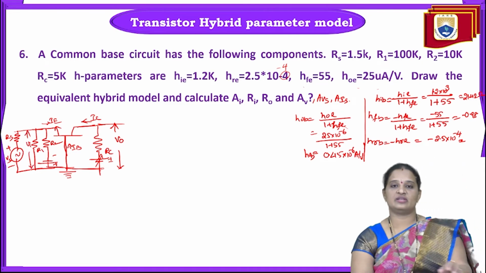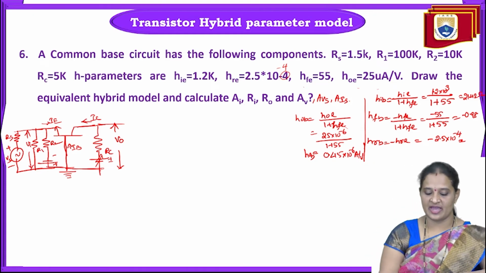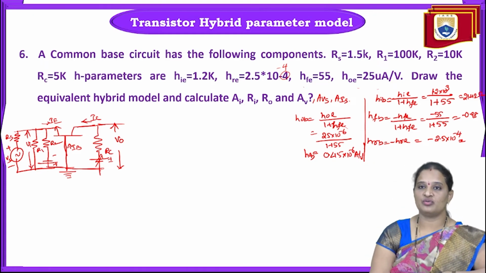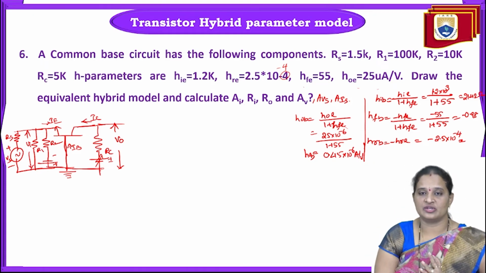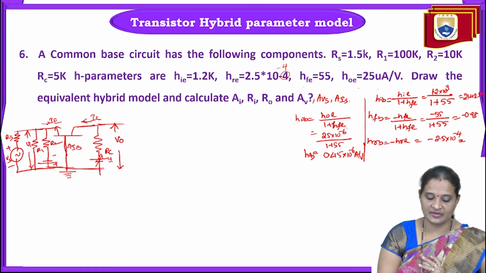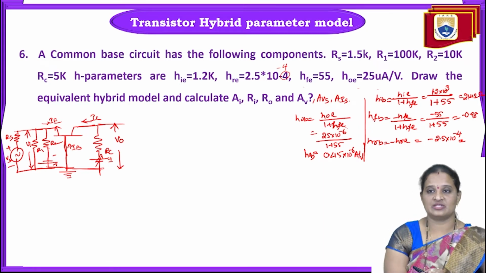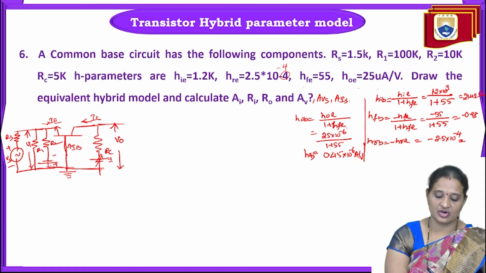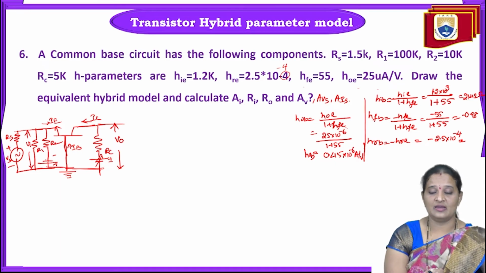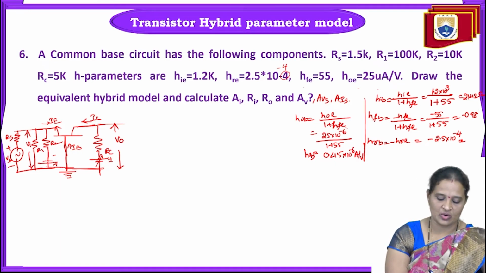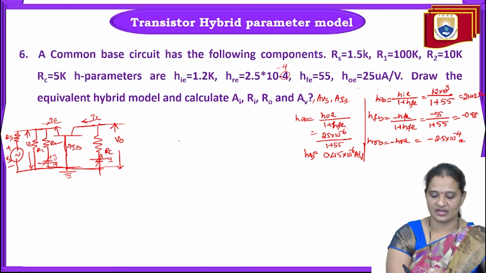So this is the equivalent circuit. According to the steps I have given, first I want to draw the equivalent circuit by replacing the transistor with its h-parameter equivalent circuit, making the voltage sources ground. If I make this voltage source 0, this will be connected directly to the ground. This is also connected to the ground. We don't have any capacitors, so I am not considering them here.